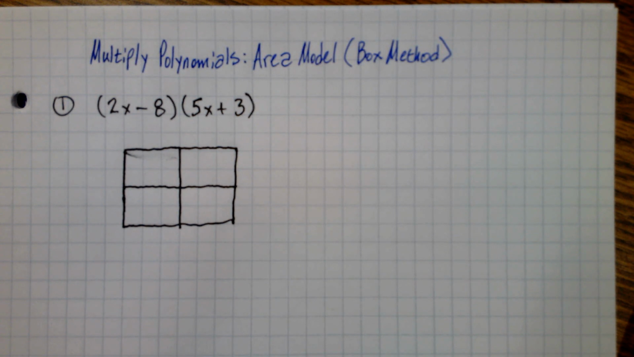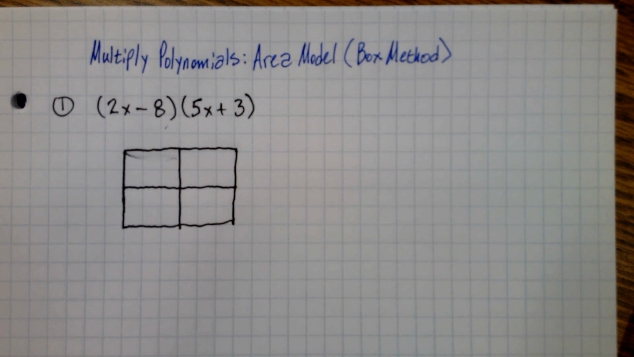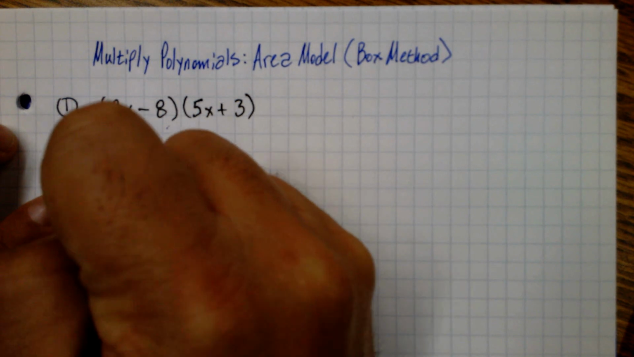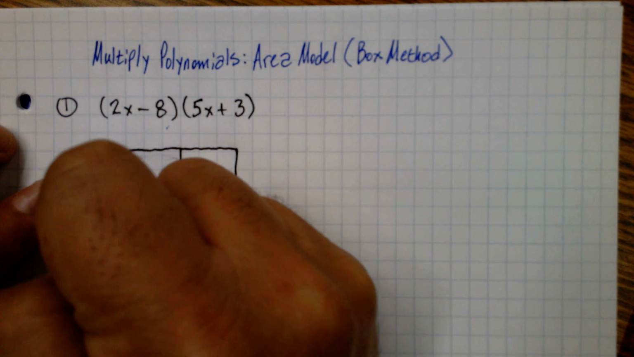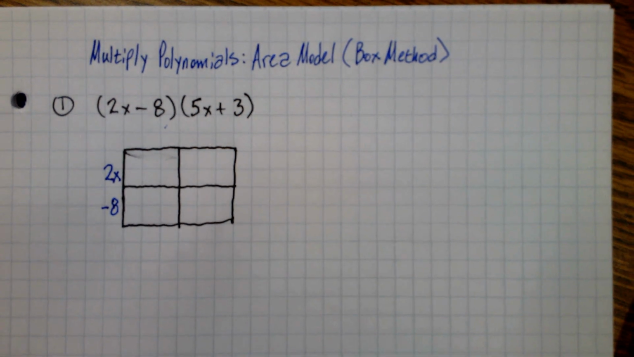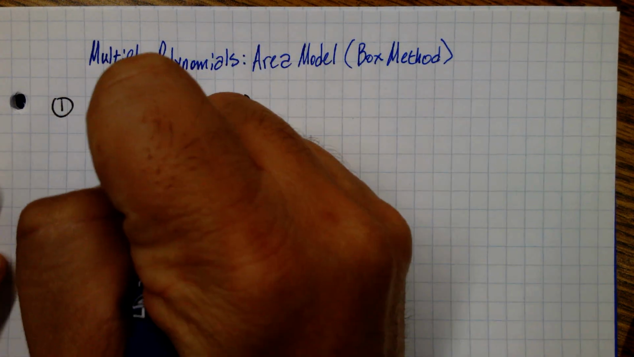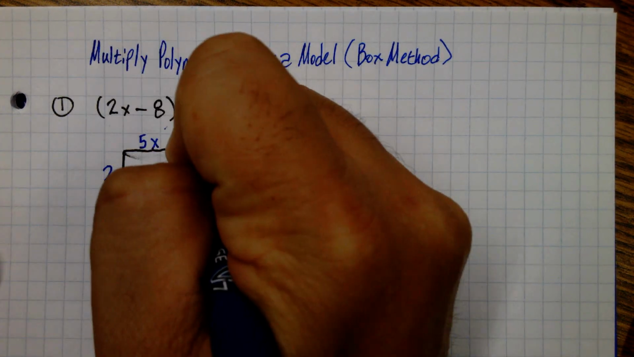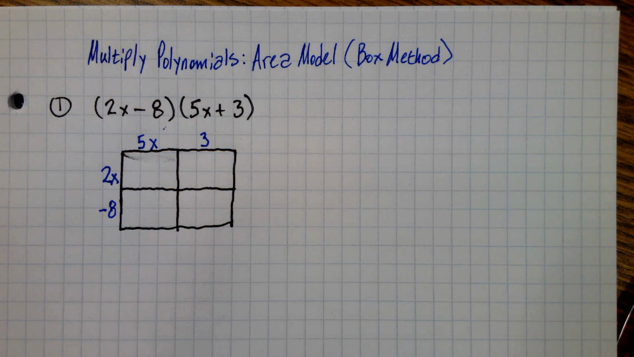Now, you're going to take one of your binomials, say 2x minus 8, and we could put that here. So 2x, and this is minus 8, so negative 8. Now, let's put the other binomial on the top. 5x and positive 3, so just 3. Okay? And now we get to fill it in.